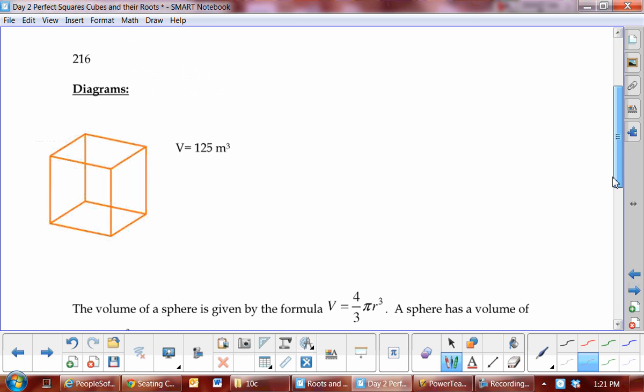Okay, now just by looking at this diagram, what would you... It's awesome. What would you say the dimensions of this cube? So 5 by 5 by 5, okay?